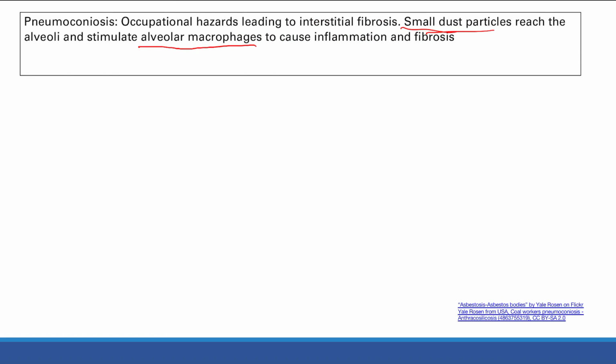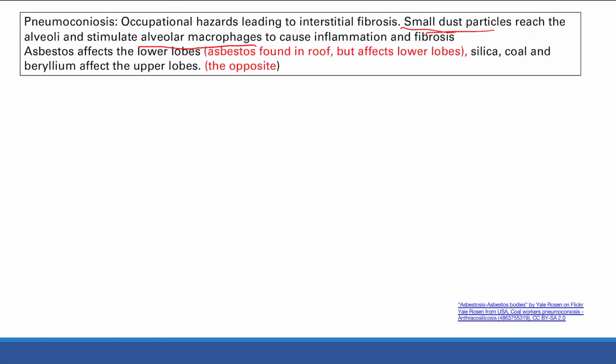They're going to release cytokines, they're going to cause inflammation, and they're going to cause fibrosis in the lungs, and that's how you get restrictive lung disease. Now, there's going to be 4 different ones we're going to talk about.